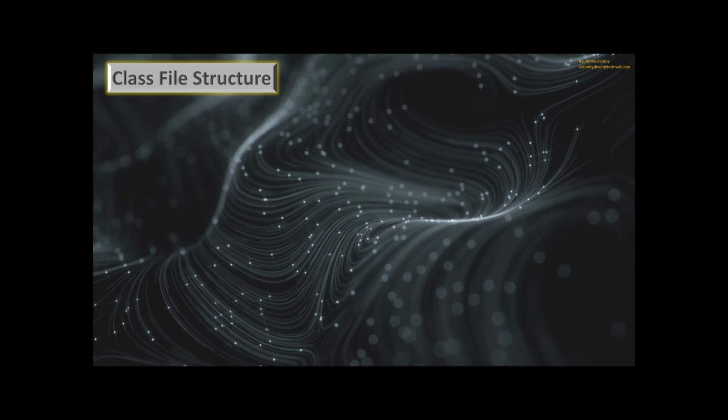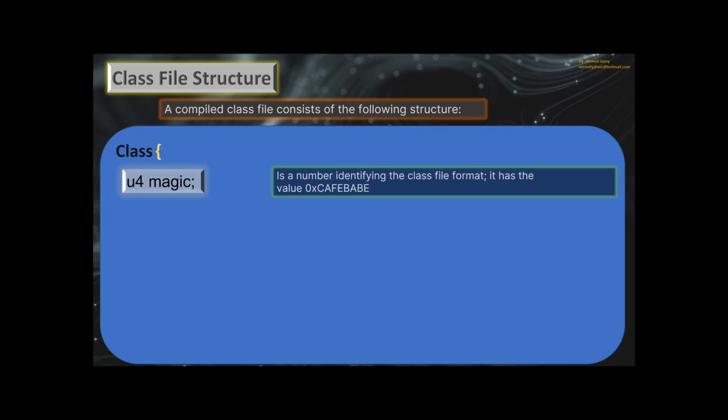Class file structure. A compiled class file consists of the following structure, such as u4 for magic. The magic ID is a number identifying the class file format. It has this value, as you can see on the screen, for each kind of application or each file produced, for the virtual machine or the operating system to know exactly what this file is about and which program is used to execute this file. Each file has a magic number. You can say it's like the extension. For example, for image files there is a specific magic number, for Java files there is a specific magic number, for audio files, for video files. So each file type has its own fixed magic number.